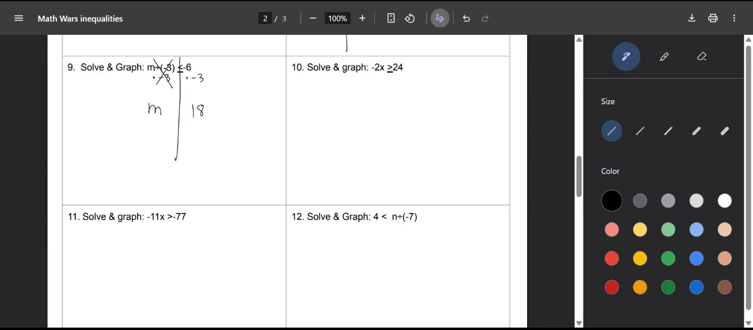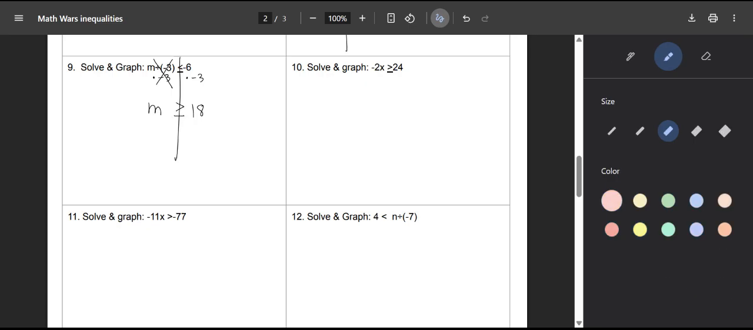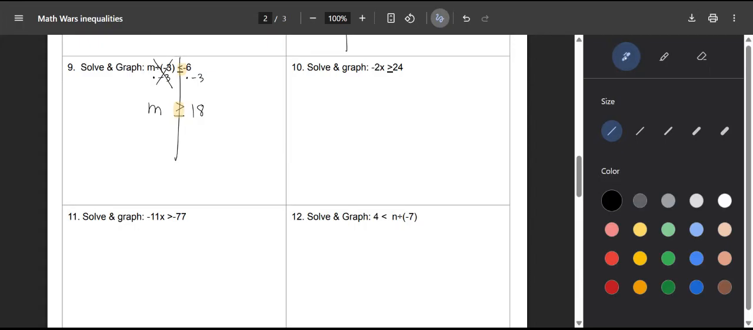And in inequalities, whenever you multiply or divide by a negative number, only multiplying or dividing with a negative number, you will flip the inequality symbol. So we went from less than or equal to, to greater than or equal to, because we multiplied by -3. And then it graphs the exact same way. We care about 18. m is greater than or equal to, so you fill in the dot and shade it.